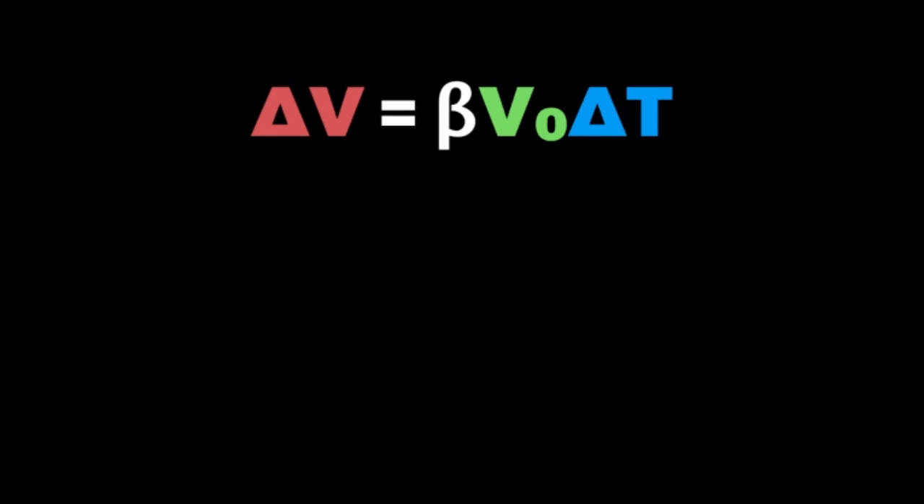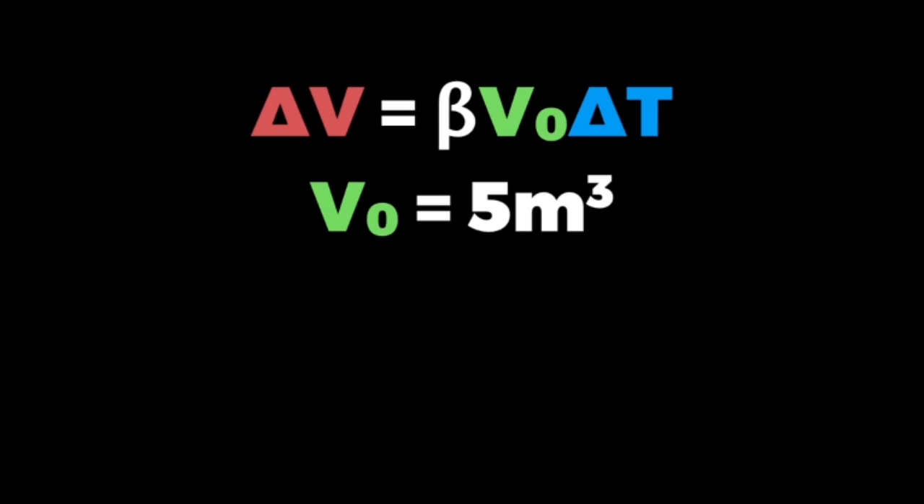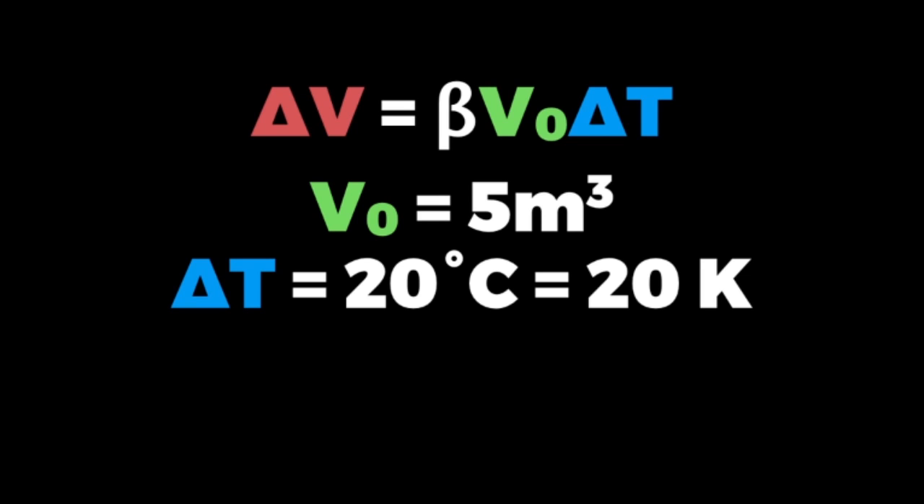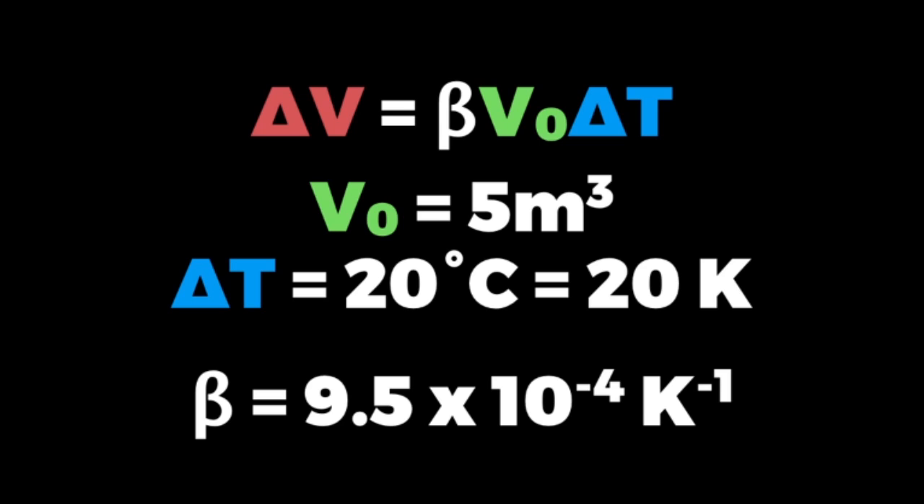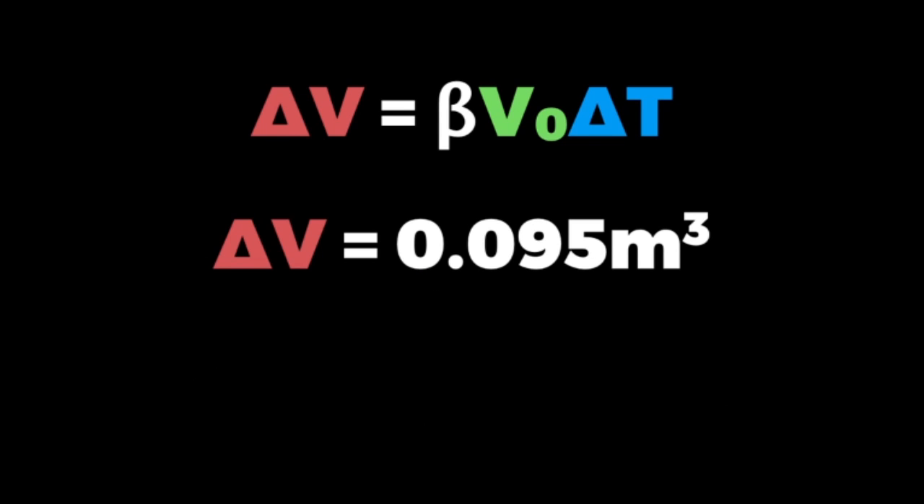Now we know that the initial volume of the gasoline is 5 meters cubed. We know that the change in temperature is going to be 20 degrees Celsius, or 20 Kelvin. And we can find beta, the volumetric expansion coefficient, which is equal to 9.5 times 10 to the negative 4 inverse Kelvin for gasoline. If we plug all of these values into the equation, we'll get that delta V is equal to 0.095 meters cubed. But this is just the change in volume.